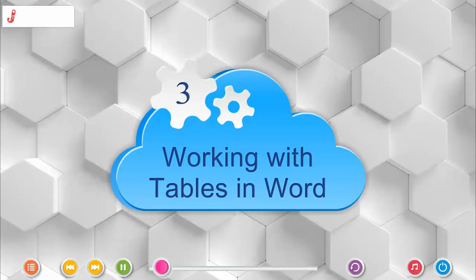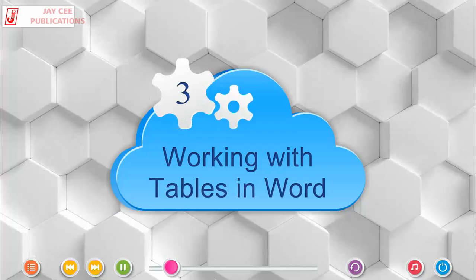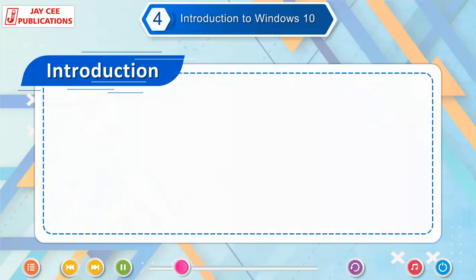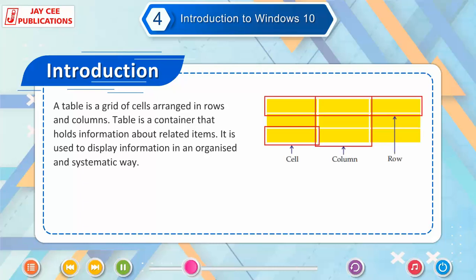Chapter 3. Working with Tables in Word. Introduction. A table is a grid of cells arranged in rows and columns.